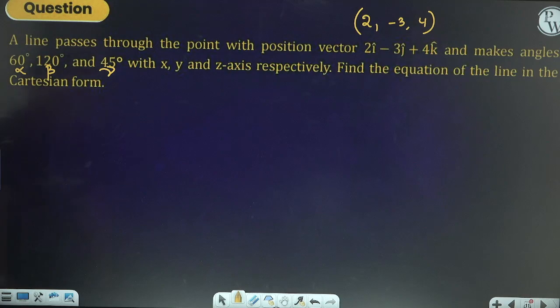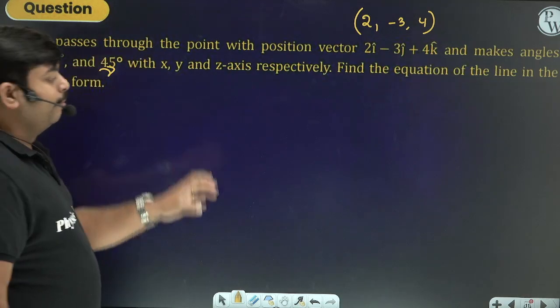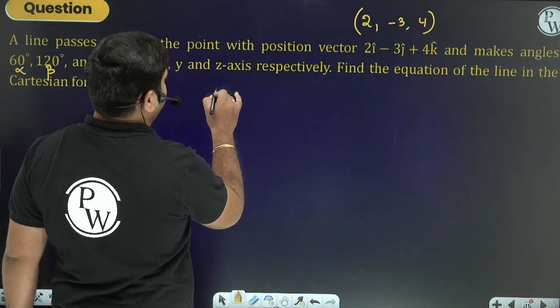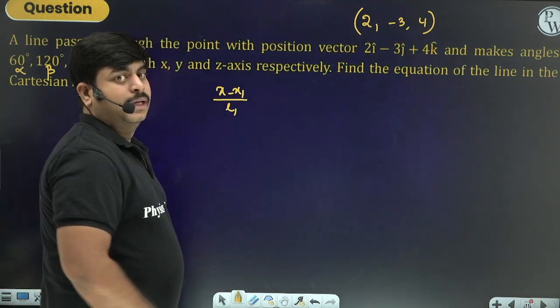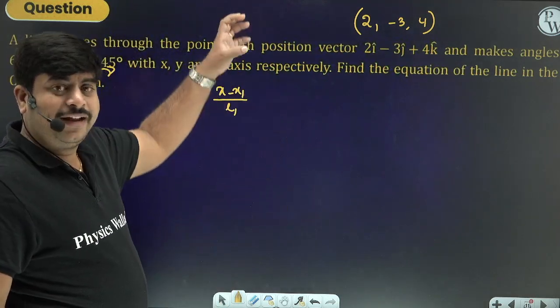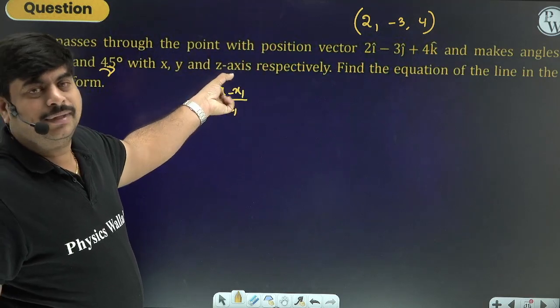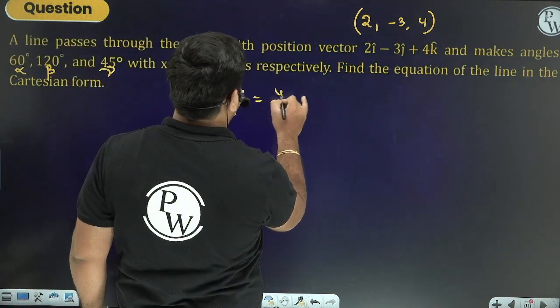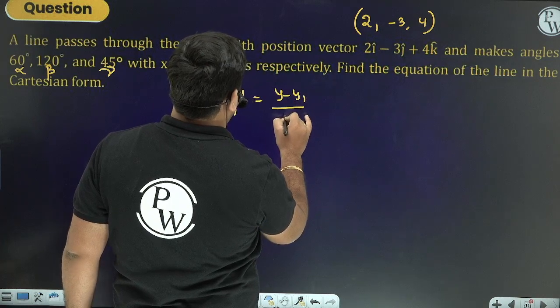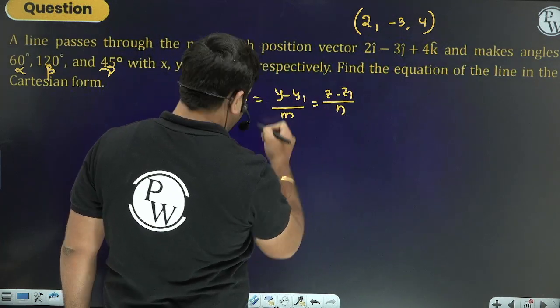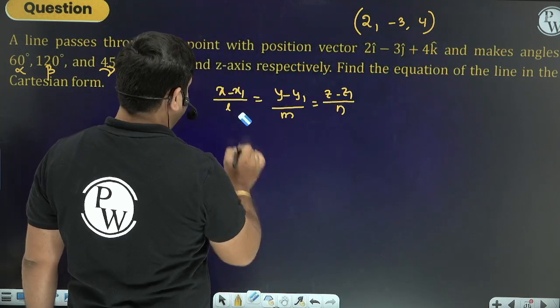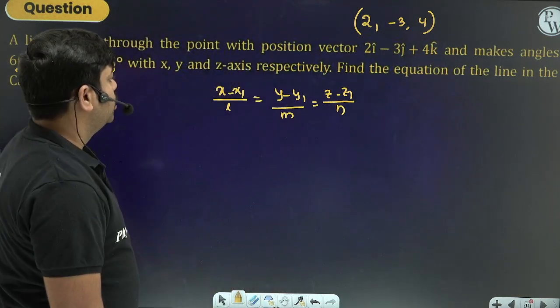All right, so we have discussed the same thing in vectors, if you remember. So the equation will be something like this: (x minus x1) by l1. Here l1 means directional cosines, or if you have directional ratios, you can use that same thing directly. It's equal to (y minus y1) by m, and (z minus z1) by n. So it is l, m and n, right?